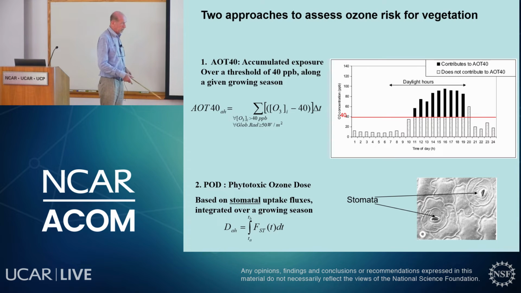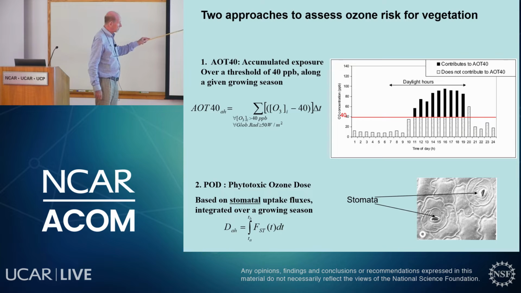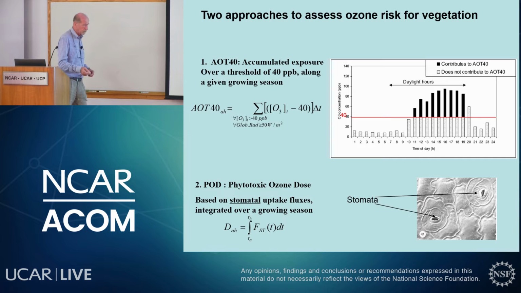Why 40? Because somebody considered that below 40 ppb, there is practically no damage on the plants. But this is, of course, a very crude hypothesis, very raw, and we are not sure that this works. But this is recommended by the European Commission recommendation to measure. So all the member states have to measure the AOT40.